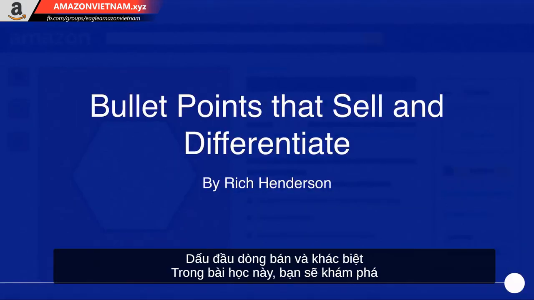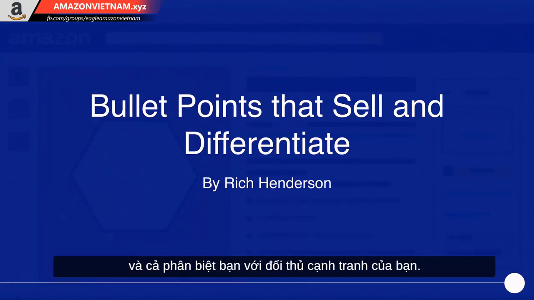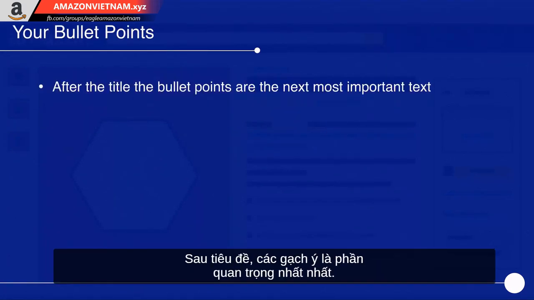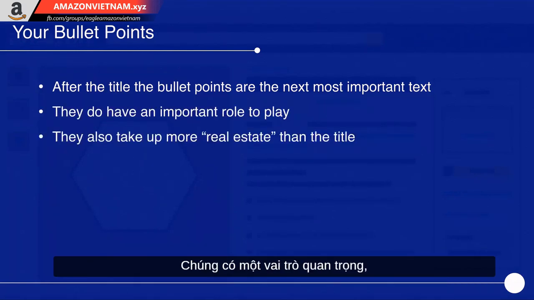Bullet points that sell and differentiate. In this lesson, you're going to discover how to write bullet points that help you sell your product and also differentiate you from your competition. So, your bullet points. After the title, the bullet points are the next most important text. They do have an important role to play, and they also take up more real estate than the title.